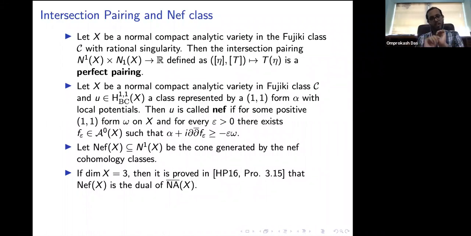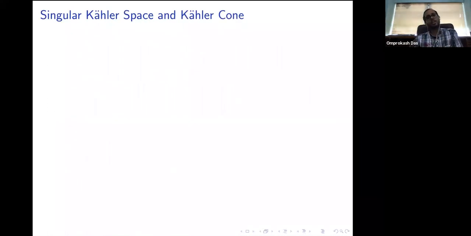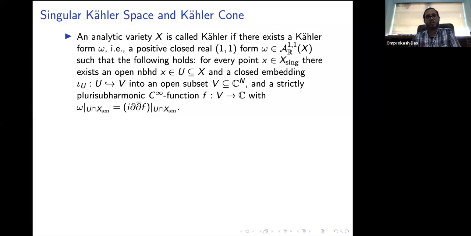So let's define now what is a singular Kahler space, because if we want to work on an MMP, we know that even a contraction of a smooth projective variety becomes singular. Similarly, if you start with a Kahler manifold, one contraction can immediately lead to a singular Kahler space. So what do you mean by singular Kahler space? An analytic variety X is called Kahler if there is a Kahler form omega, i.e. a positive closed real (1,1) form omega, such that the following holds.